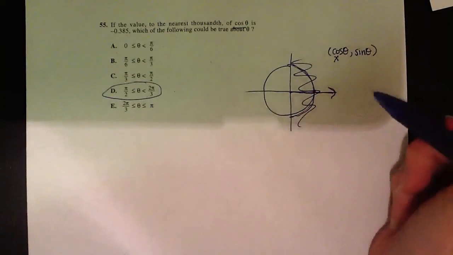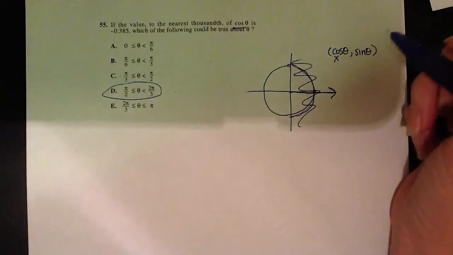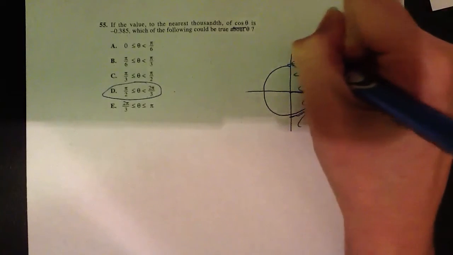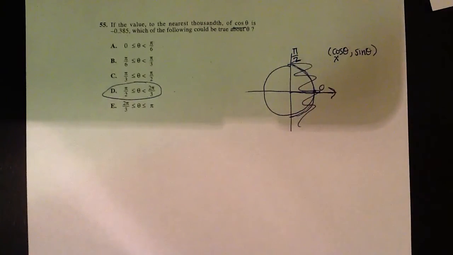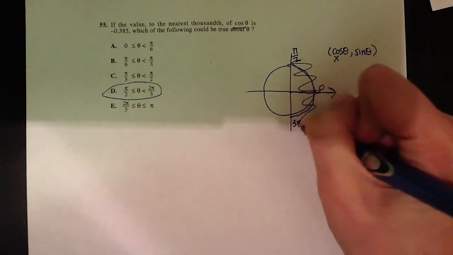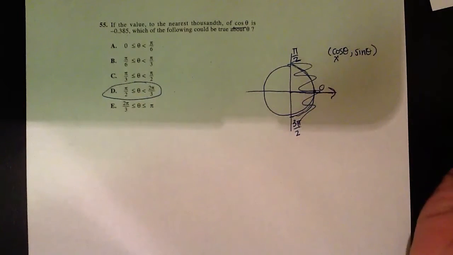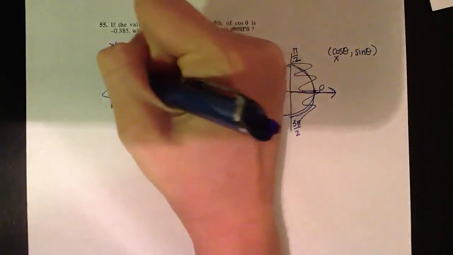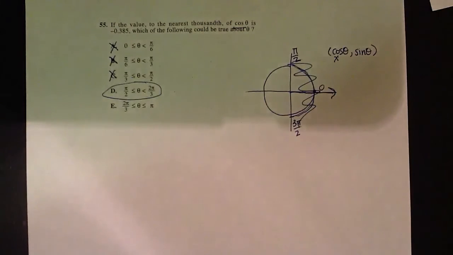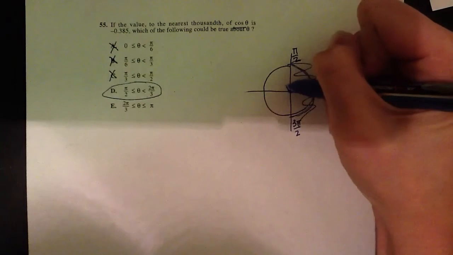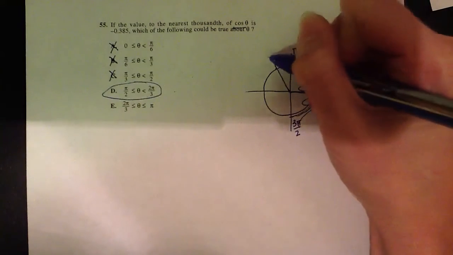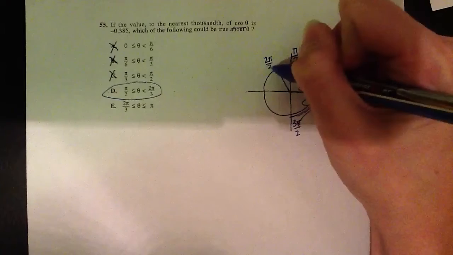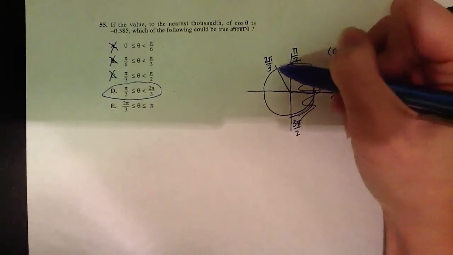So it's none of these. Alright, so from 0 to pi over 2, or from 3 pi over 2 to 0 have been eliminated, which eliminates A, B, and C. All we're left with is D and E. D asks about this area from pi over 2 to 2 pi over 3. And E asks about from 2 pi over 3 to pi, which is here.